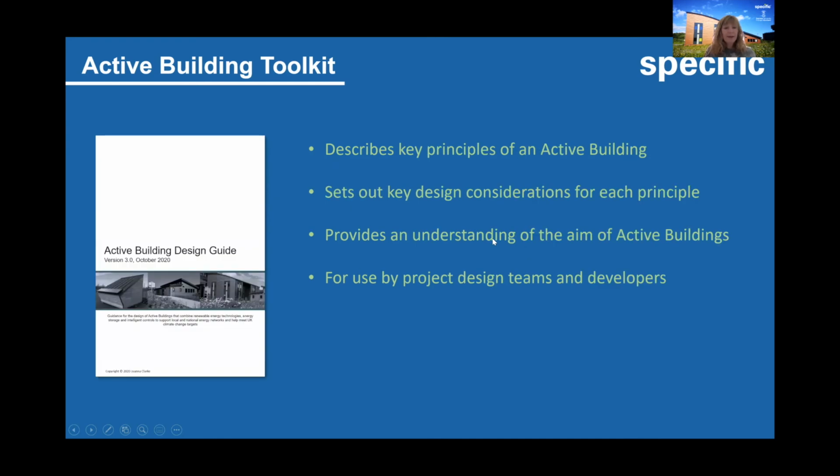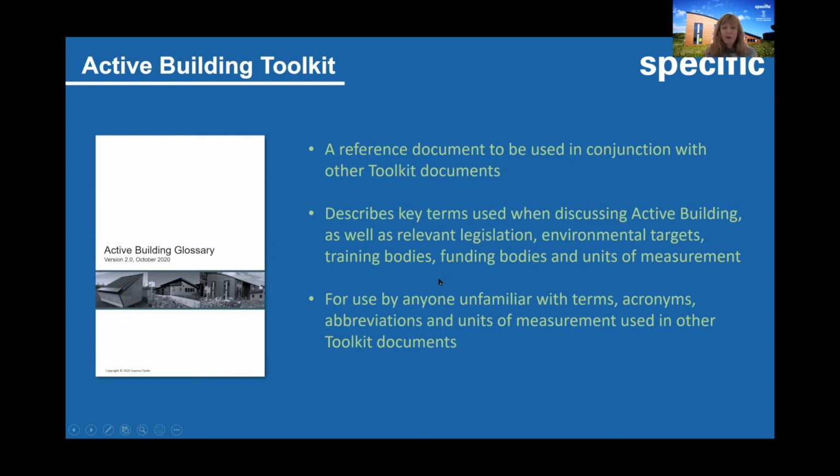The Active Building Design Guide describes the key principles of an active building and provides key design considerations aligned to each principle. The glossary is meant as an accompaniment to the other documents within the toolkit. So it provides descriptions of all the acronyms, units of measurement, relevant policies, etc., all of which are referred to in the other documents, particularly the design guide.